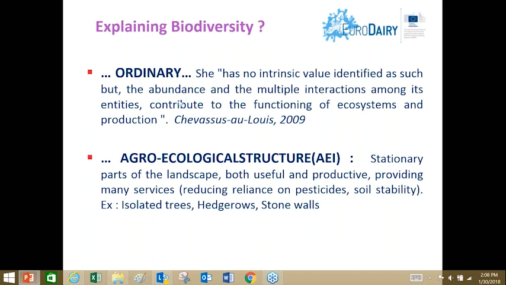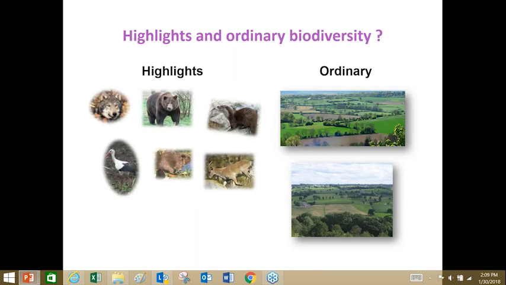And to end up with all the definitions, I also want to give you the definition of agroecological infrastructure, because we are going to talk a lot about it today. You can call that semi-natural habitats as well. The definition is stationary parts of the landscape that are both useful and productive, providing many services like reducing reliance on pesticide, soil stability, and everything. And again, in simple terms, that's what we call trees, hedgerows, stone walls. That's what we call semi-natural habitats on the farm, and they are a very important part of biodiversity.